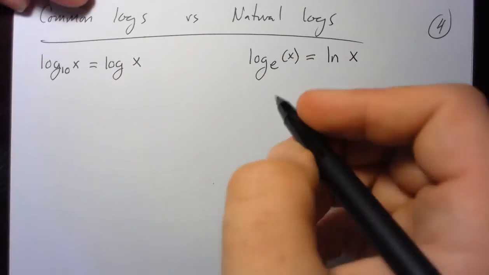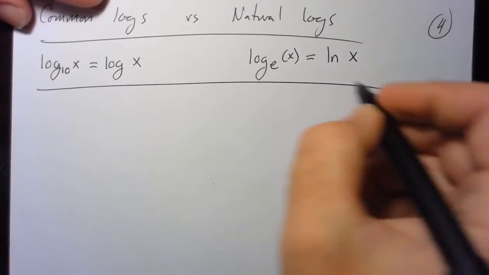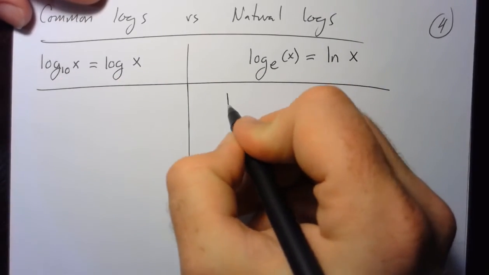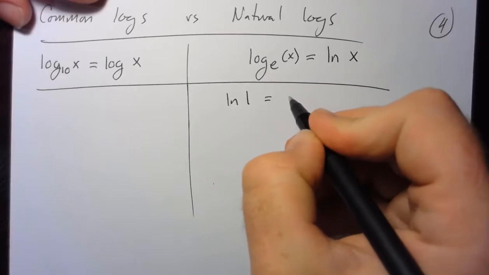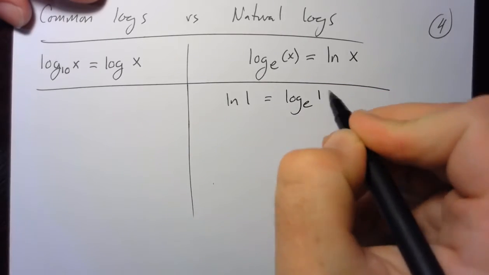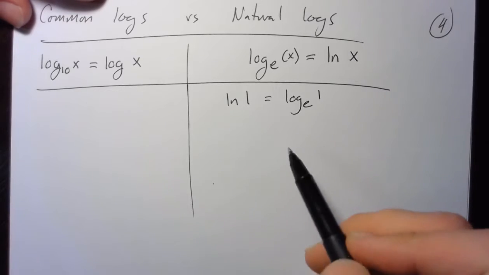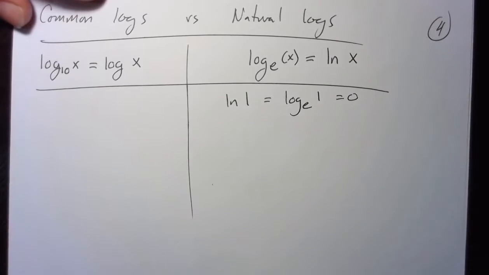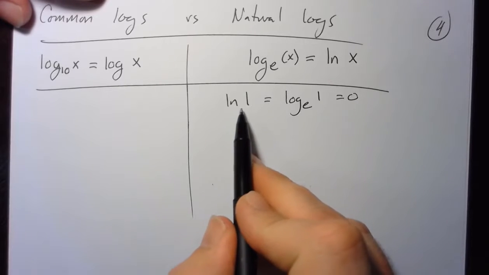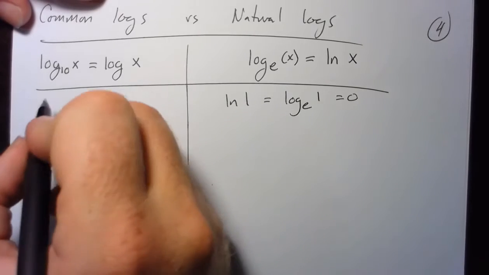So for instance, I'm going to go ahead and create myself a table. If I had the natural log of 1, we have to understand that this is the same thing as log base e of 1. And if I wanted to evaluate what this is, what power of e will give me 1? Well, that rule is always the same as 0. If the inside is 1, we're going to have 0. So this holds true over here.